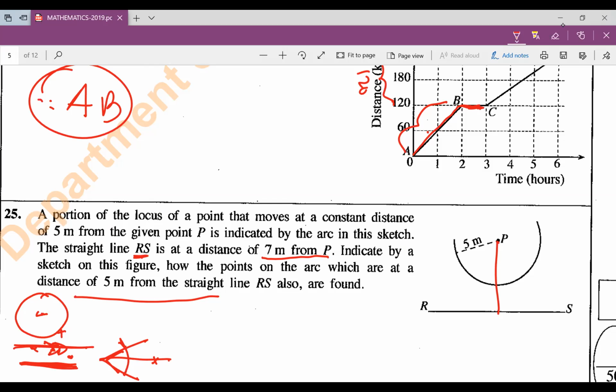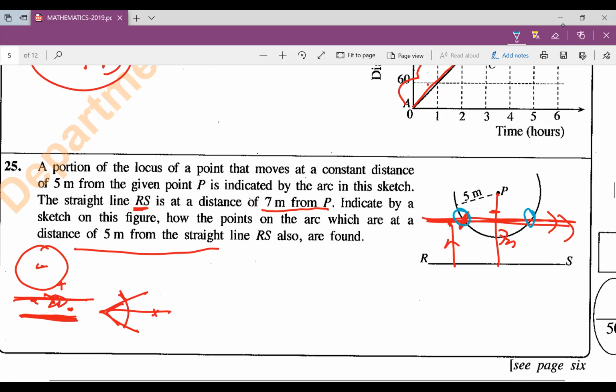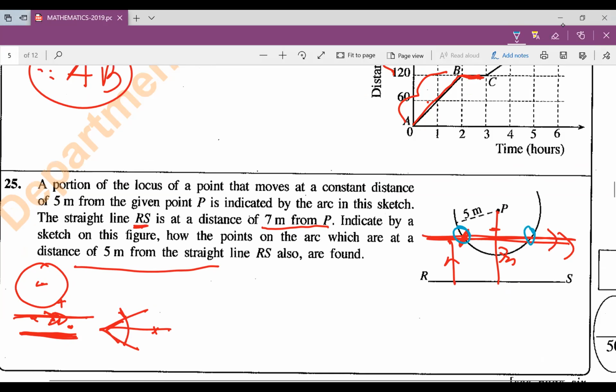So they are asking you, this is the line according to that, at a distance of 5 meters from the straight line. So these are the 2 points the question is talking about. These are the 2 points that the question is talking about. Okay. I hope you understood.